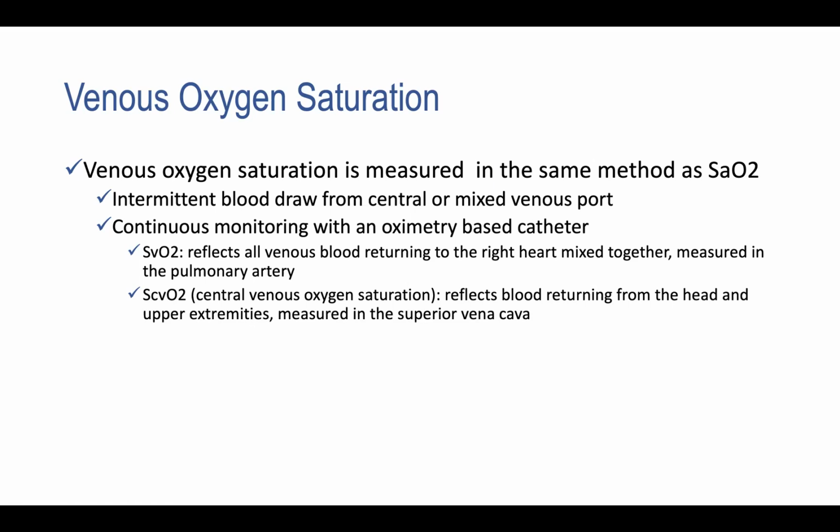Venous oxygen saturation can be measured intermittently or continuously from the central vein, the brown lumen on a central catheter, or the mixed vein from the PA distal lumen by drawing a blood sample. And that's how most of us do it. Most of us draw a blood sample.